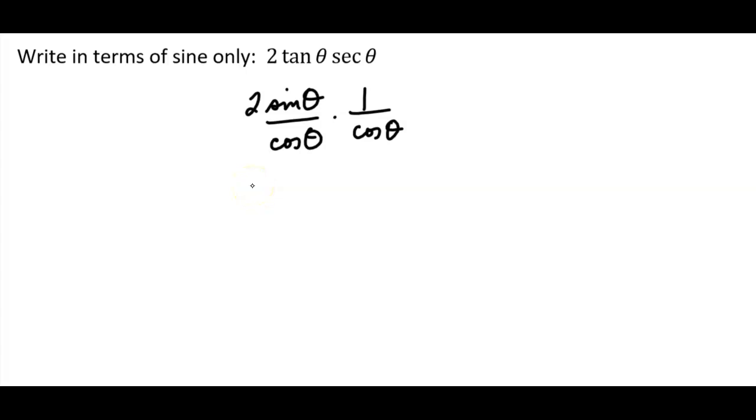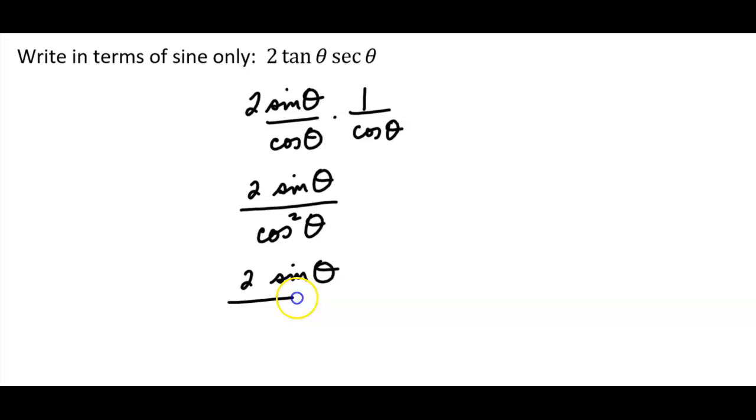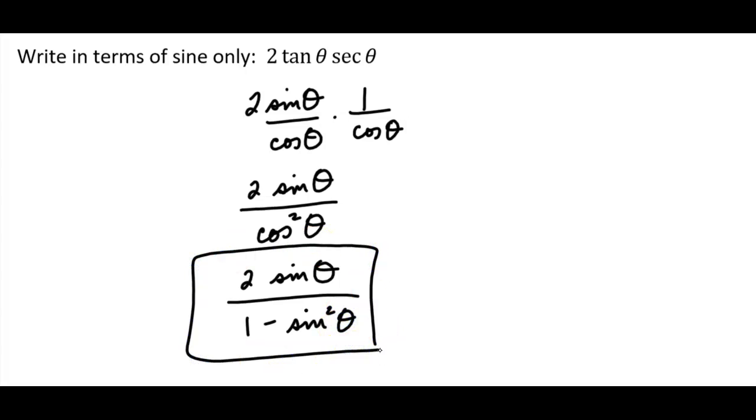So you can't trade a cosine for a sine, and you can't trade a sine for a cosine, but you can trade a cosine squared. So we're going to take that 2 sine theta in the numerator and write it over cosine squared theta. That allows us to use the Pythagorean identities. So now we can write it as 2 sine theta over 1 minus sine squared theta. And then that's in terms of sine, and we're good.